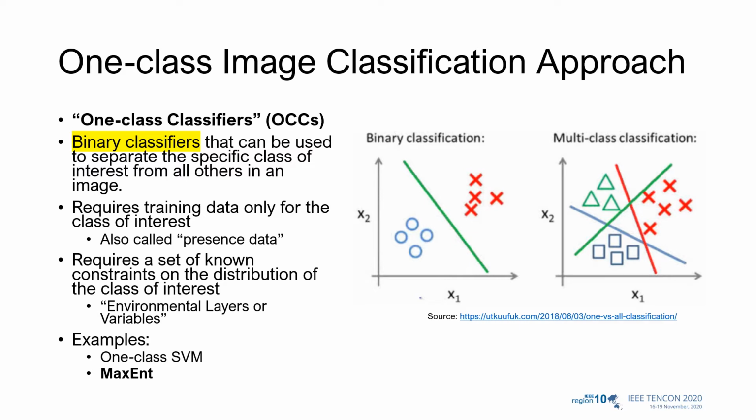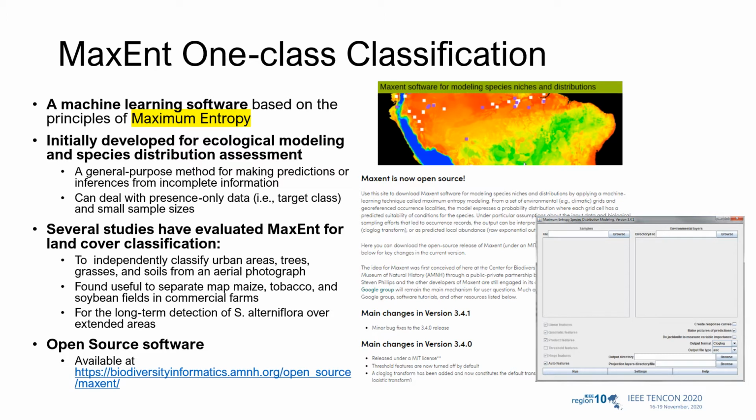One example of a one-class classifier is MaxEnt. MaxEnt was initially developed for ecological modeling and species distribution assessment. It is a machine learning software based on the principles of maximum entropy. As a general-purpose method for making predictions or inferences from incomplete information, it can deal with presence-only data and small sample sizes, thereby reducing the extensive processes involved in multi-class image classifications.